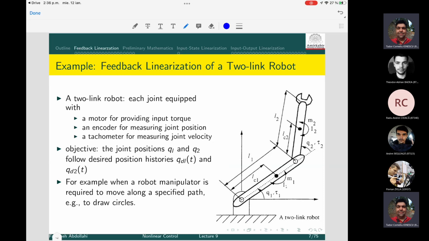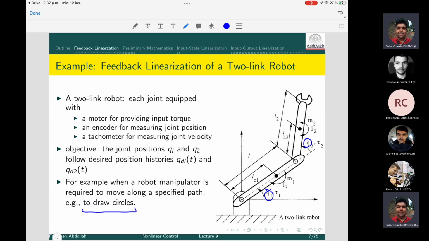Q1 here, and Q2 here, follow a desired position history. So they need to follow specific positions, okay, because you want to manipulate this arm. For example, when a robot manipulator is required to move along a specified path, for example, to draw circles. So these positions help you achieve a specific goal. So this is the control problem we need to solve.